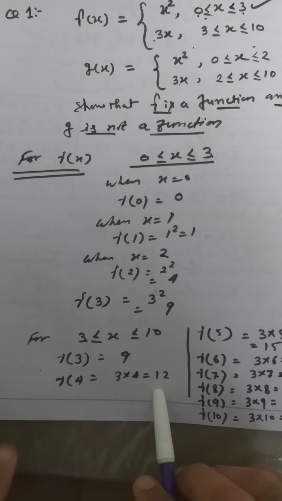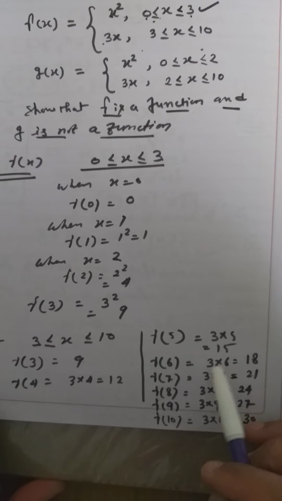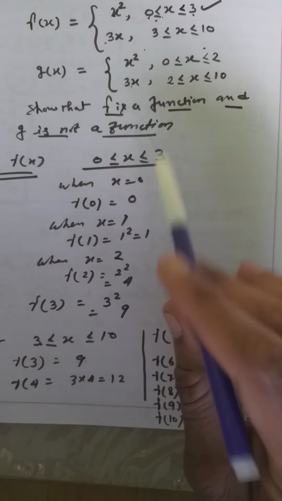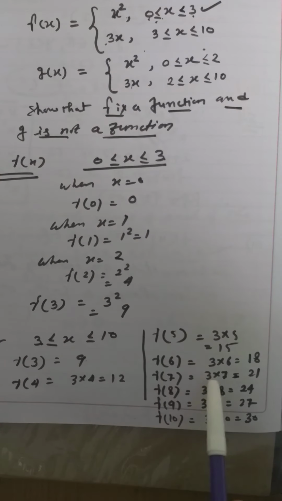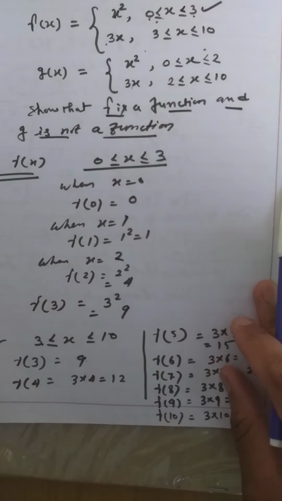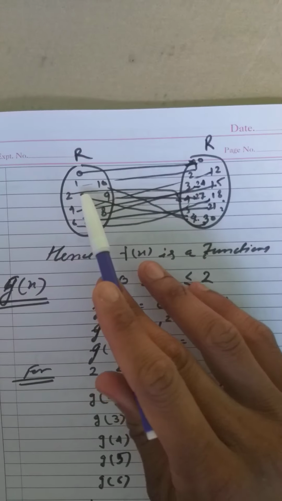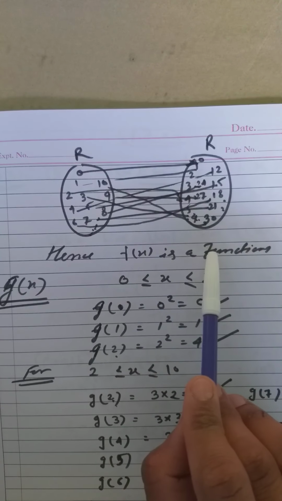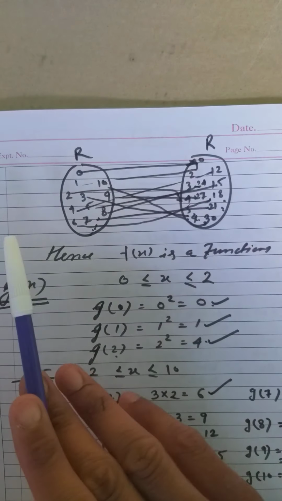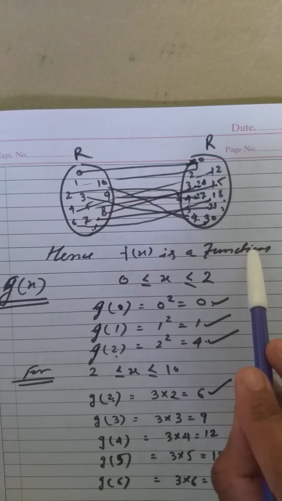f(4) equal to 12, f(5) equal to 3 into 5, 15, f(6) equal to 3 into 6, 18, f(7) equal to 3 into 7, 21, f(8) equal to 3 into 8, 24, f(9) equal to 3 into 9, 27, f(10) equal to 3 into 10, 30. Right? Okay. Now you can see from the diagram, each element has a unique image from R to R. So it clarifies that f(x) is a function.